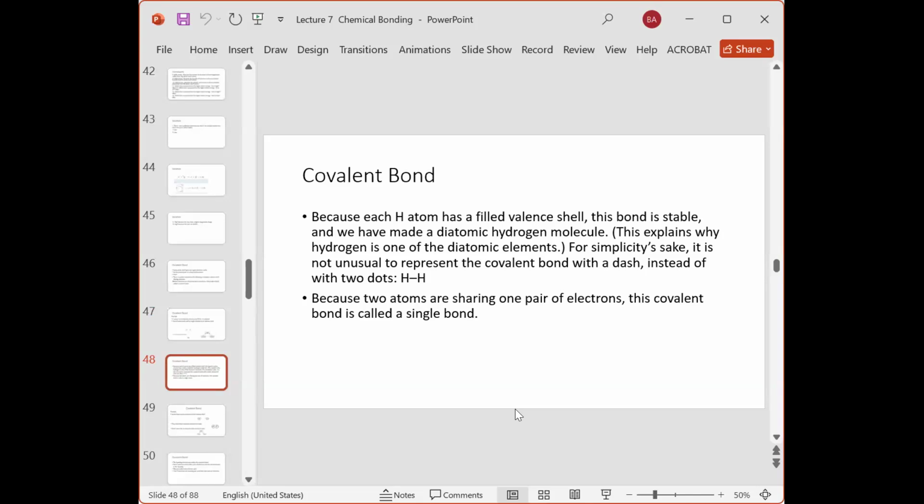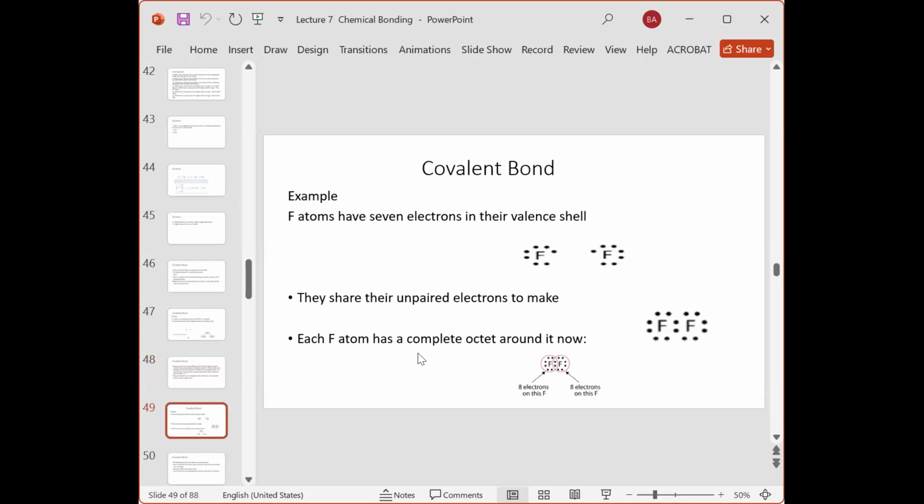We can also represent this bonding with a structure like this, H-H. This one is only a single bond, because it's just 2 electrons that 2 atoms are sharing. So we call it a single bond. We have double bonds and triple bonds too. Now let's talk about fluorine.